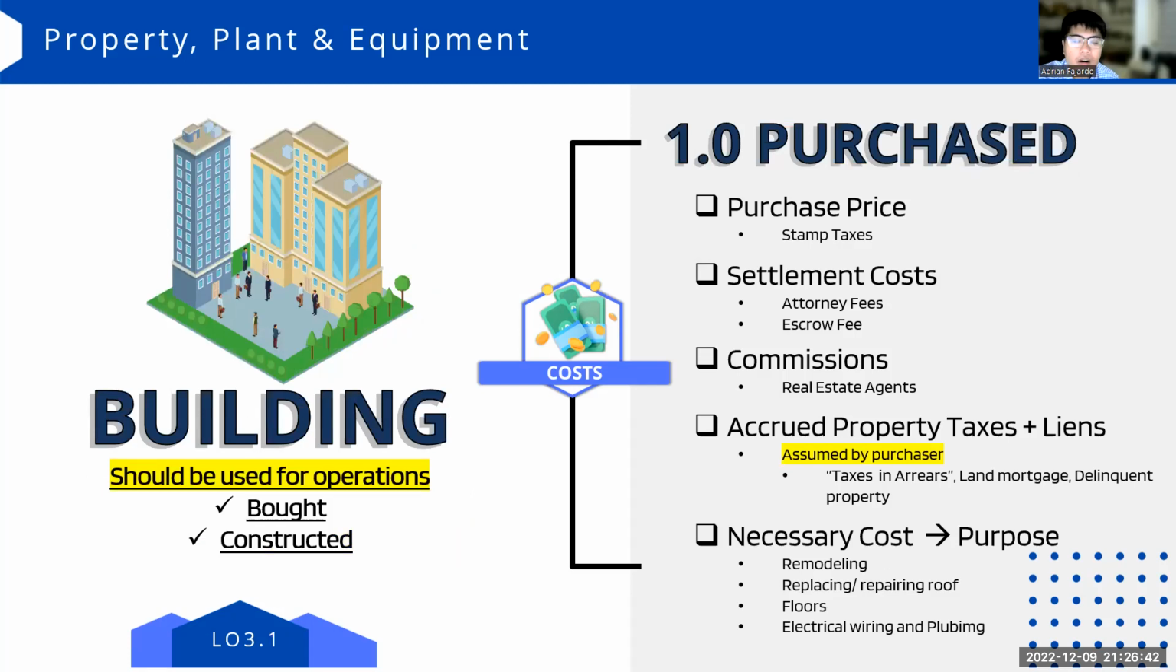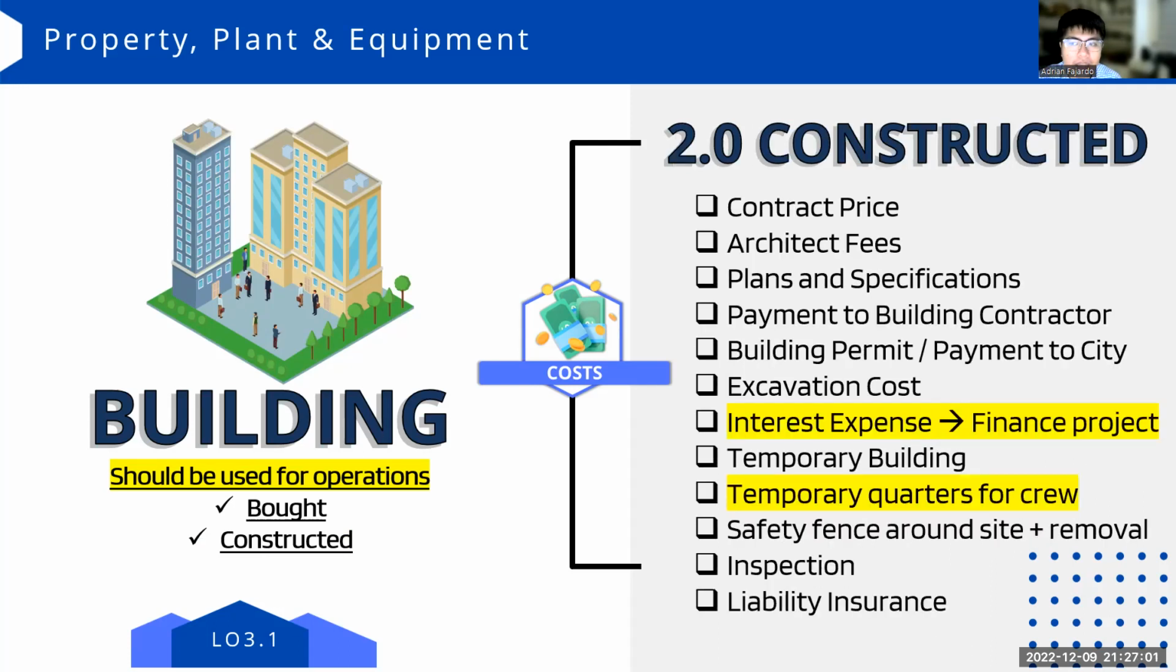Next, building. So sa building, there are two. Either you purchase a building, right? So when you purchase a building, all of the necessary costs to put it into its purpose, like remodeling, replacing, or repairing the roof, wiring, plumbing, it's still capitalizable under building. And then if it's constructed, then there are even more terms, right?